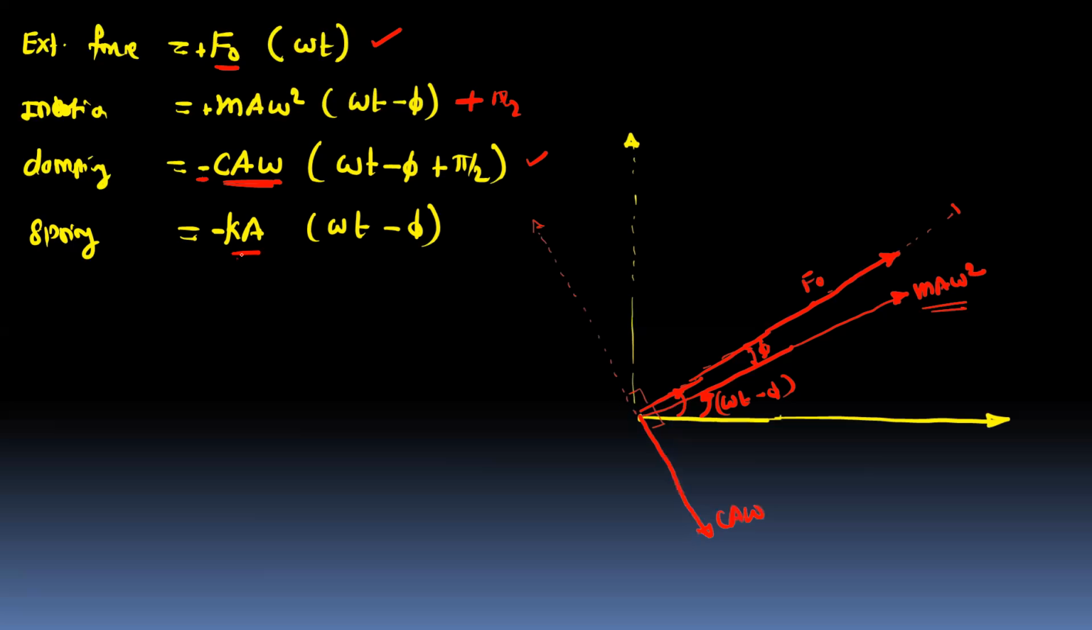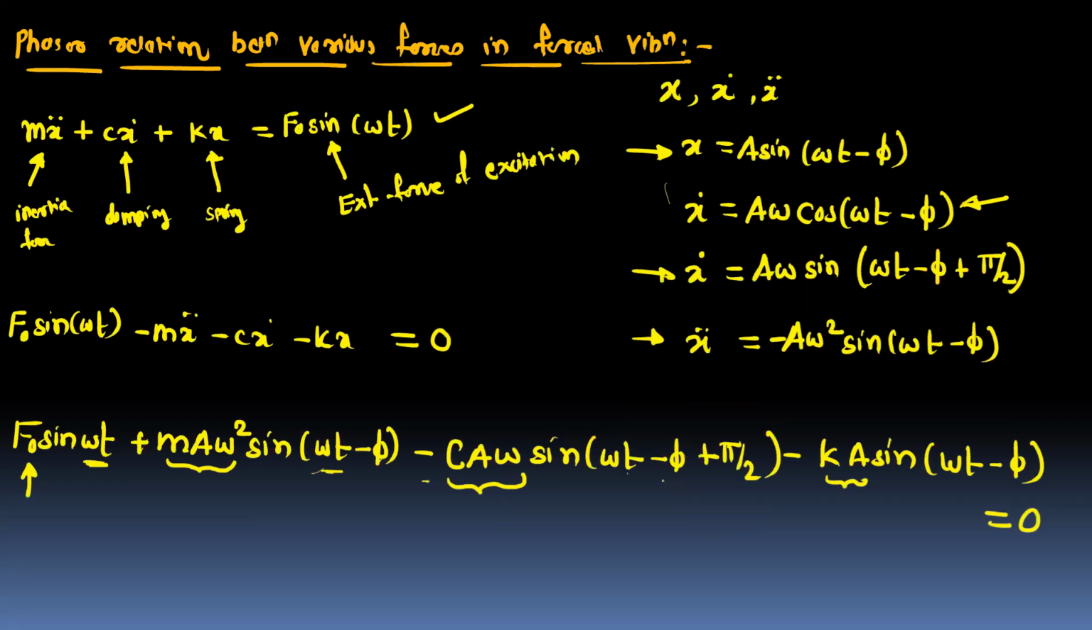And the next is the K a force, its angle is omega t minus phi. So this is omega t minus phi. This K a, as it is negative, just change the direction by 180 degrees. So this is the K a. So this is the space diagram. It will give the direction and the magnitude.